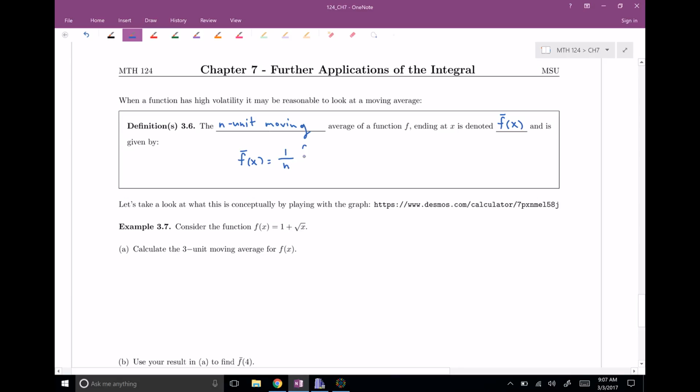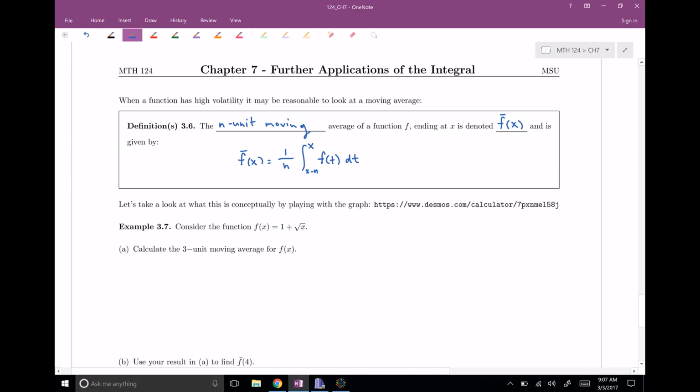And then the integral, and this is where it gets a little bit strange here. We need to change up our variable here. So let's see, I'm going to use the variable t. So f of t dt. And we're going to be integrating over an interval, like I said, of length n ending at x. So we're ending at x up here. So if the length of the interval was n, it needs to start down here at x minus n.